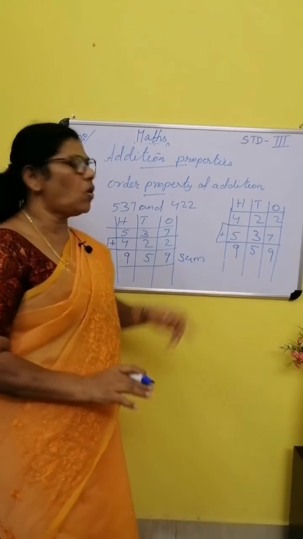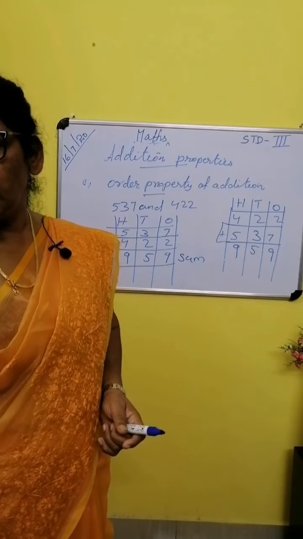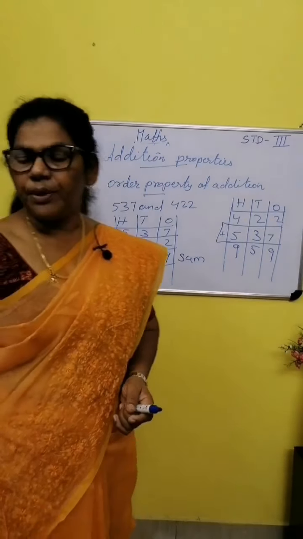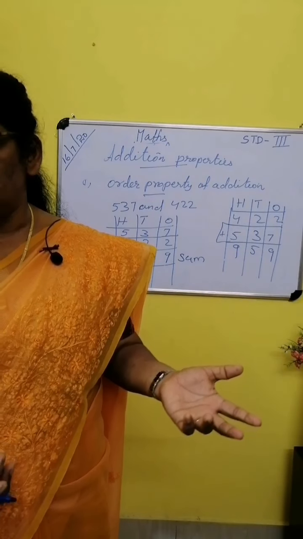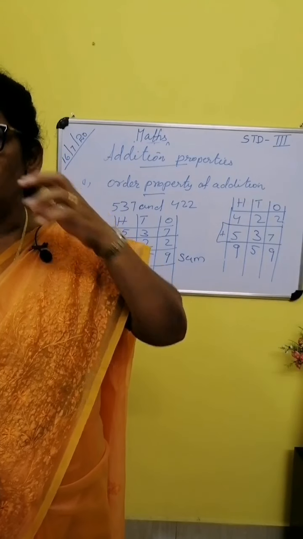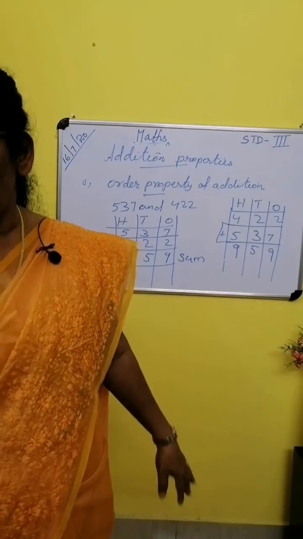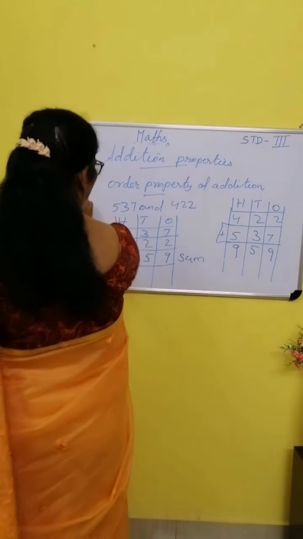That is called the order property, and also the commutative property. If we change the order of addends while performing addition, the sum of the numbers remains the same. Now, next, let us study the grouping property of addition.